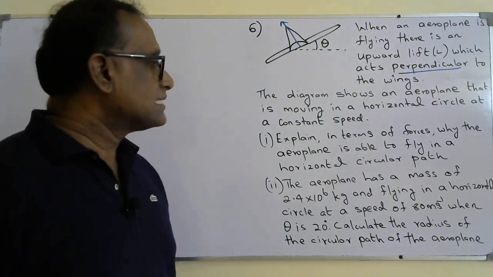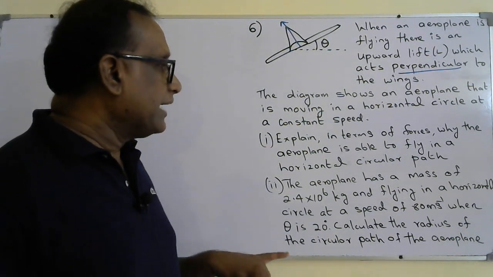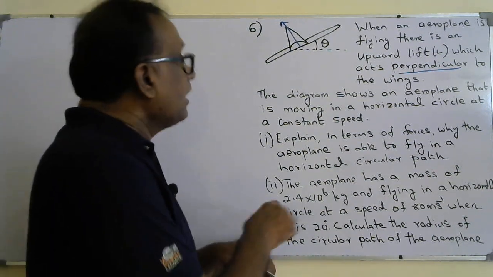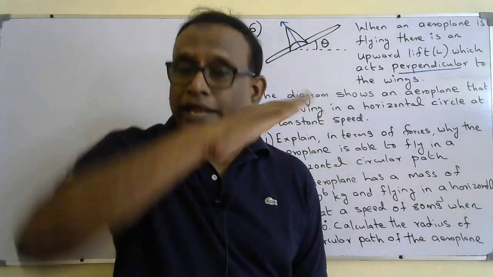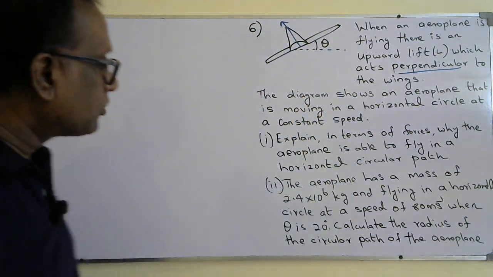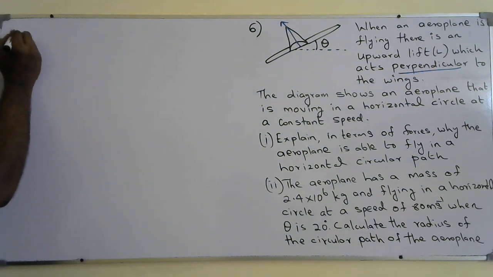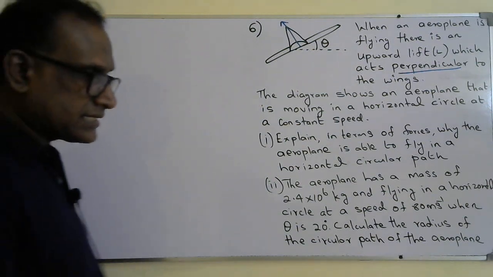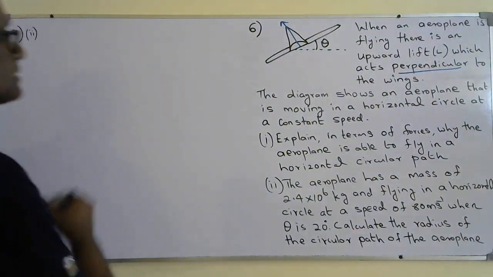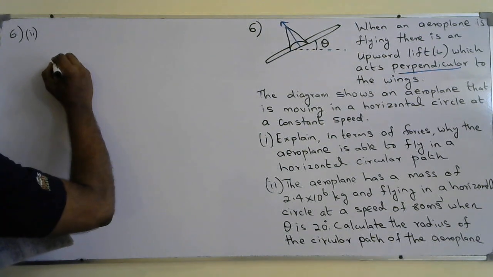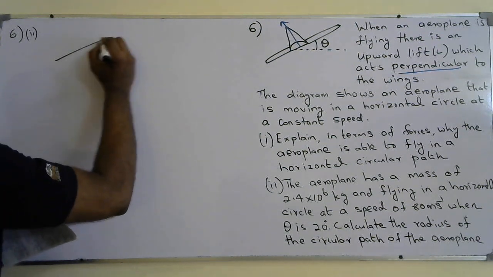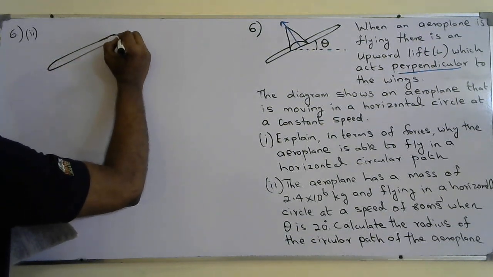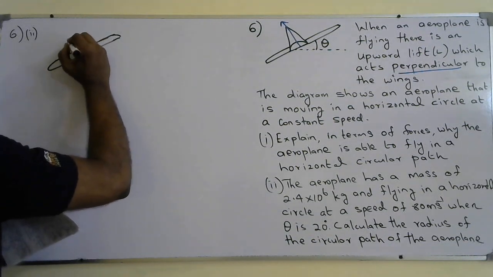Second part: the aeroplane has a mass of this much and is flying in a horizontal circle at a speed of 80 meters per second, where theta is the angle of inclination of the wings with the horizontal line. Better draw a free body force diagram for the second part. It will be like this. We can draw the wings like this. I'll draw only the wings, because I don't need to think about the aeroplane here.